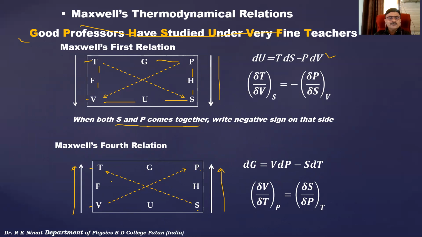at constant T. So here you can write this equation as delta V by delta T at constant P is equal to delta S by delta P at constant T. Now here P and S come together, so we have to write the negative sign, but there is already a negative sign, and that negative will become a plus sign. So this is the Maxwell's fourth relation, which is derived by using the Gibbs free energy, or thermodynamic potential in terms of Gibbs free energy.